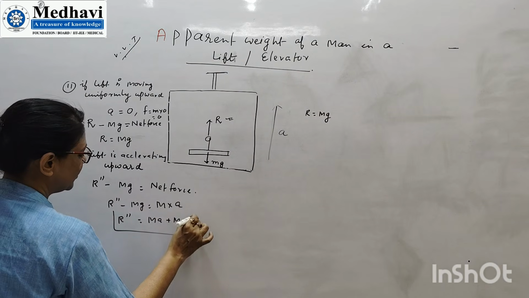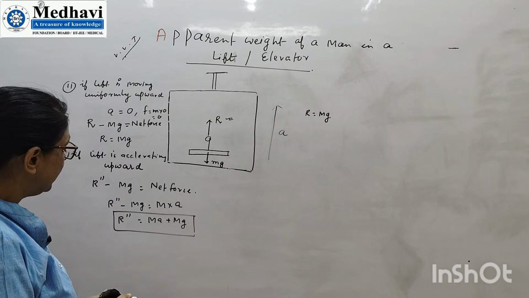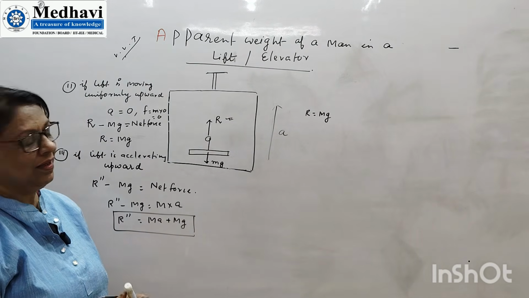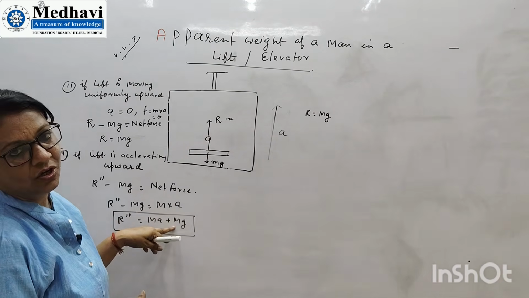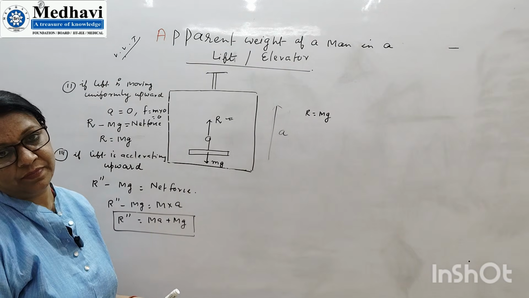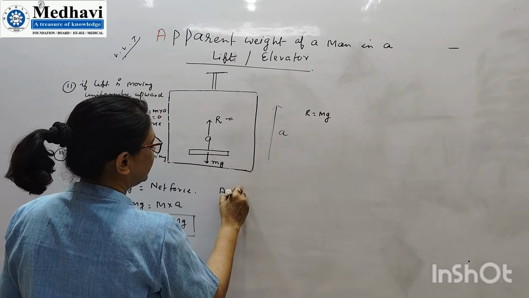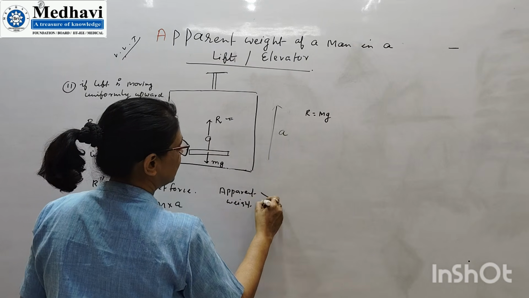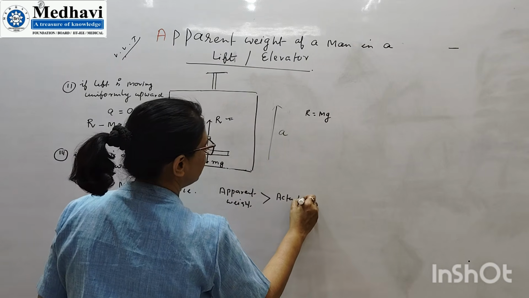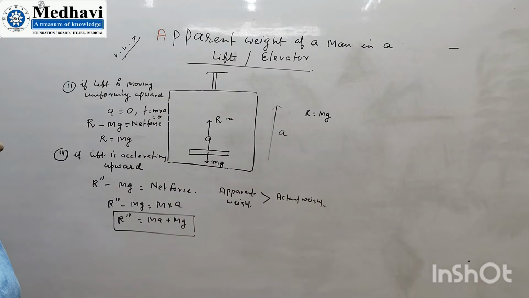A very, very important information. In this case, the apparent weight of the body is more than the actual weight. See, ma is added to mg. So the person will feel heavier. Here the weight of the person will appear more. So here we can write that apparent weight is greater than actual weight.